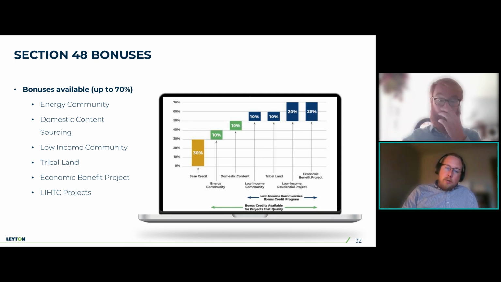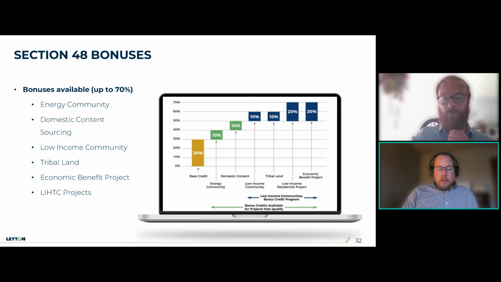Energy communities is also another benefit. If the project happens to be within an energy community, which is regulated by the Department of Energy, there is another 10% bonus. So you can start to see how these can begin to stack together. Once you hit those two bonuses, you begin to get into the non-stackable bonuses here, like a low-income tribal land, low-income residential project, or economic benefit project.